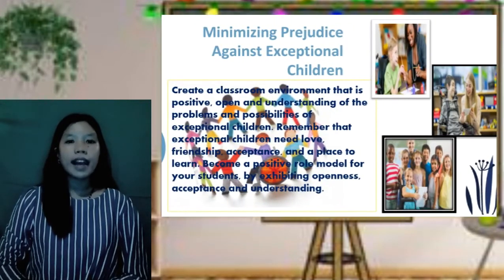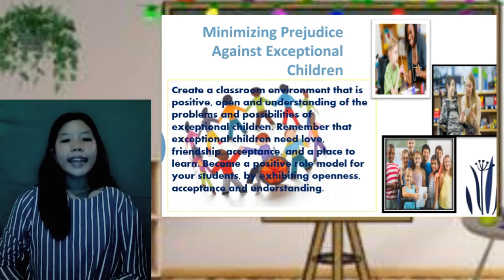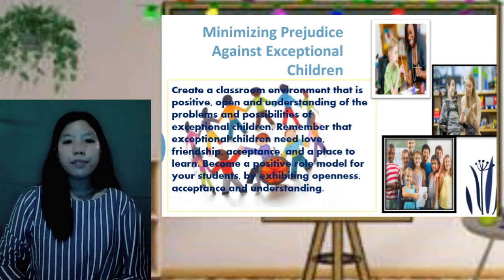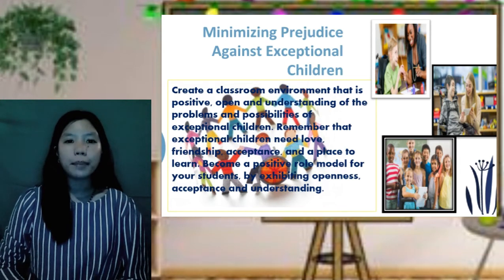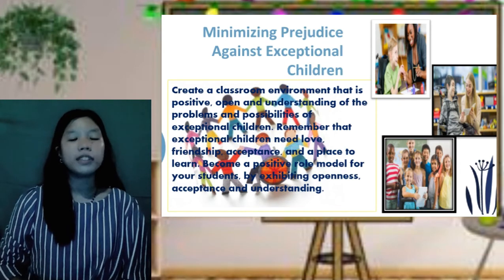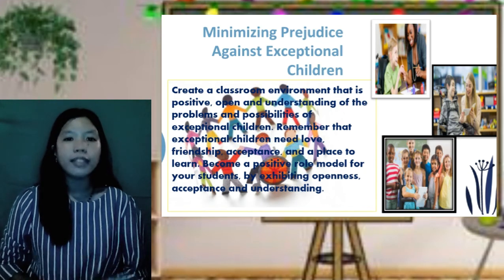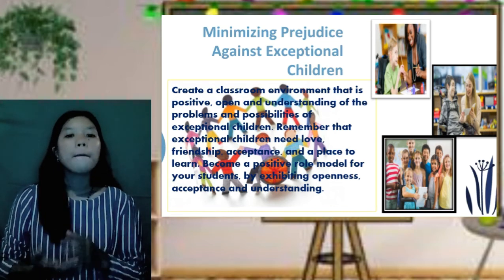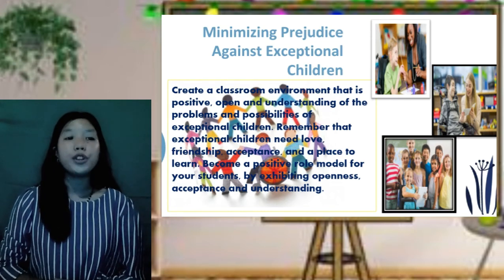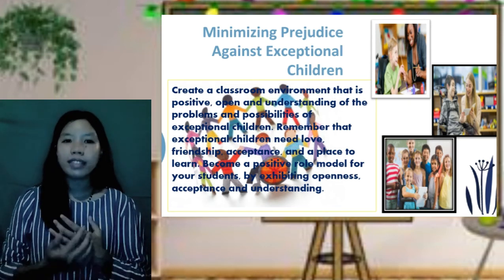Minimizing prejudice against exceptional children. Create a classroom environment that is positive, open, and understanding of the problems and possibilities of exceptional children. Remember that exceptional children need love, friendship, acceptance, and a place to learn. Become a positive role model for your students by exhibiting openness, acceptance, and understanding.